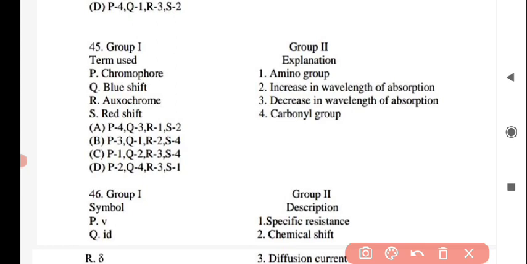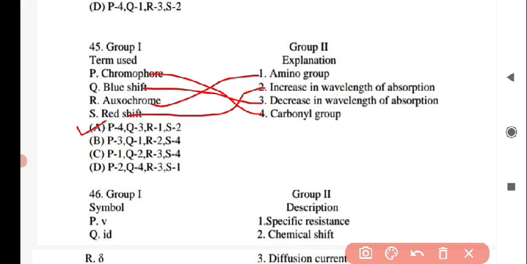Then in the next question, the group 1 contains the term used and group 2 contains its explanation. So for the first term, that is chromophore, the correct answer is option number 4, that is carbonyl group. For blue shift, the correct answer is option number 3, decrease in wavelength of absorption. Then for auxochrome, the correct answer is option number 1, amino group. And for red shift, the correct answer is option number 2, that is increase in wavelength of absorption. So option A is correct for this question.